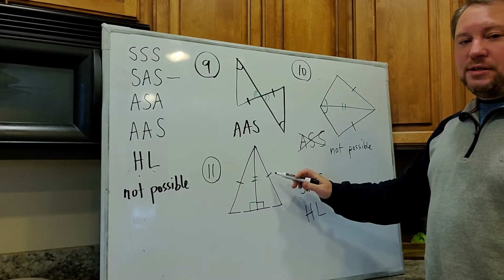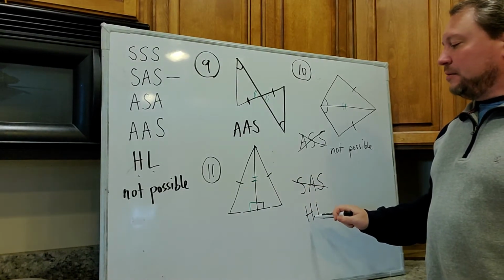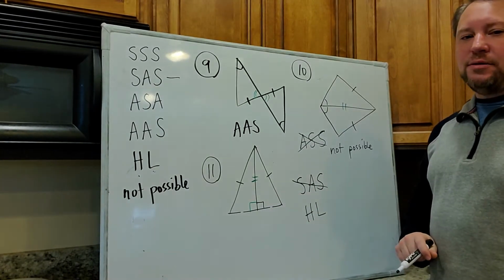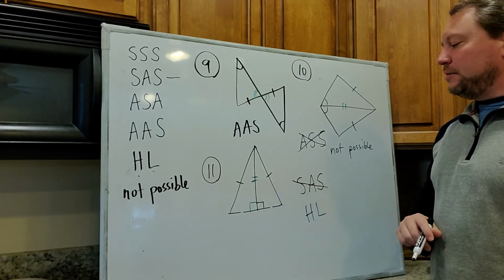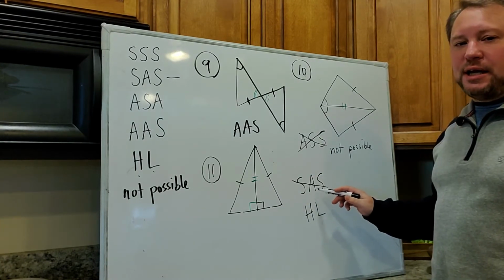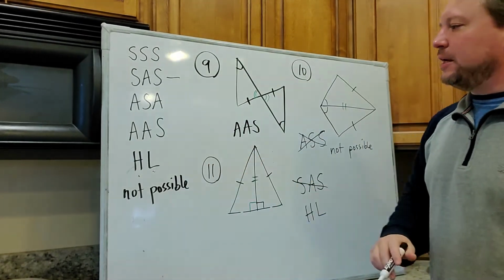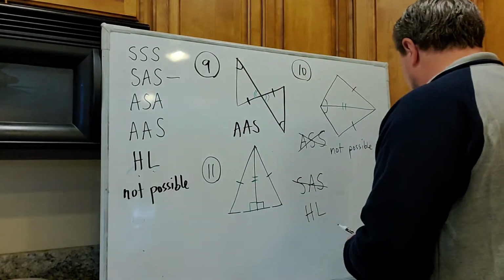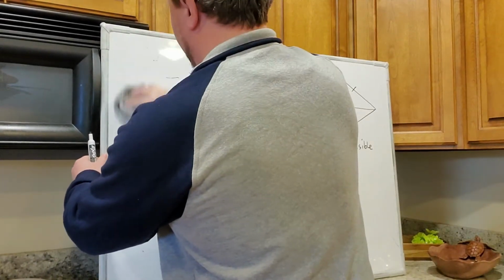And notice it does spell donkey. ASS, but don't call it that, call it HL. And it only works for right triangles. But you have to have the hypotenuse across from the right angle and a leg. But on the review sheet, it was SAS. I'm just showing you this in case you want to know about HL. All right. That gets us up to problem number 12, which was a proof.